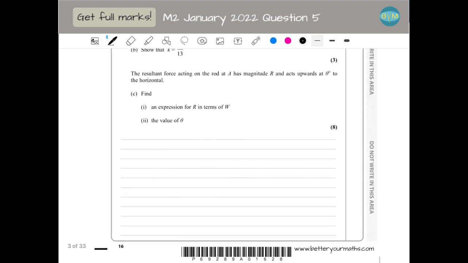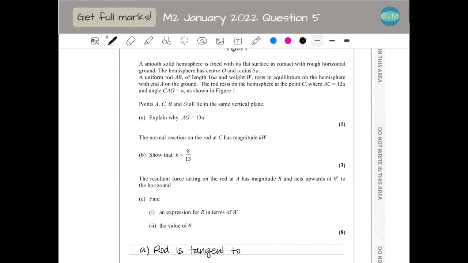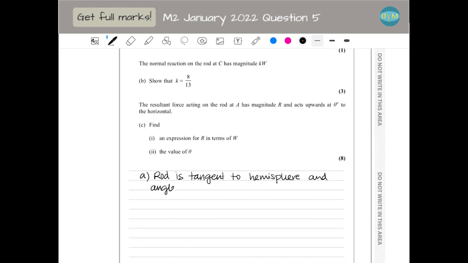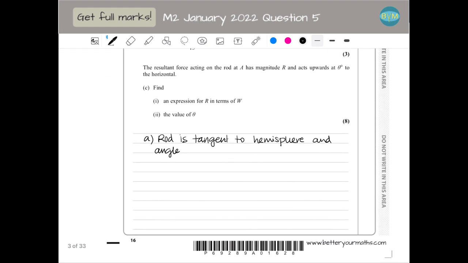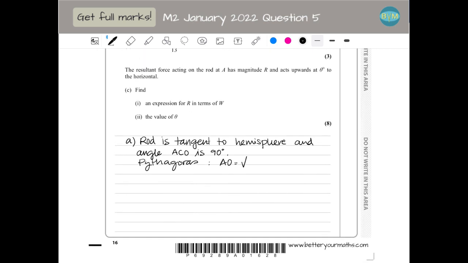So you can explain that briefly, saying that the rod is tangent to the semicircle, or the hemisphere, and the angle ACO is 90 degrees. So by Pythagoras, the hypotenuse AO is going to be the square root of 12a squared plus 5a squared. That means this is 13a. You can say something like that. And this is your first mark, because this little question is just 1 mark.